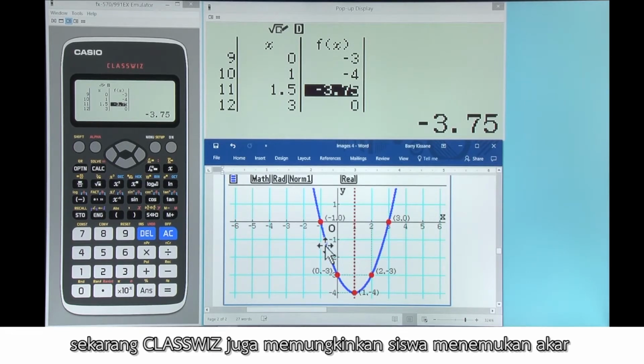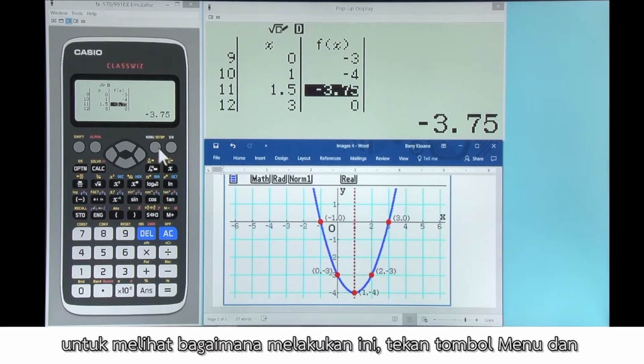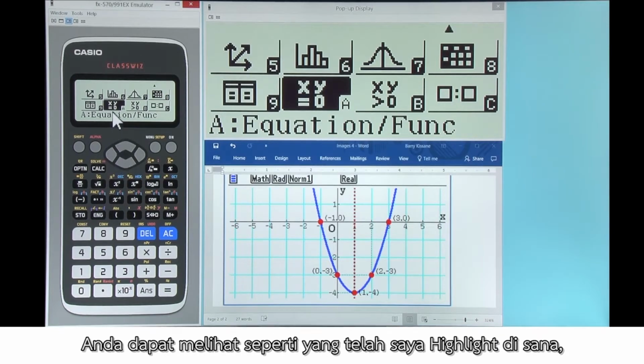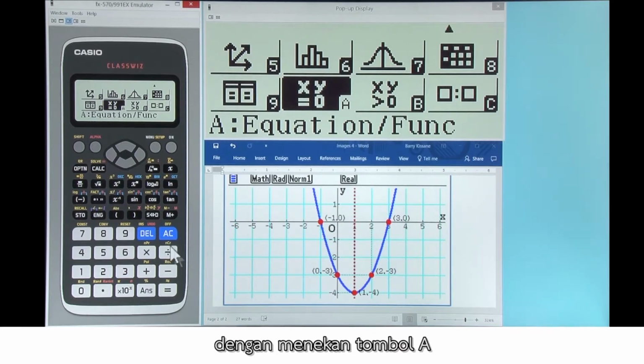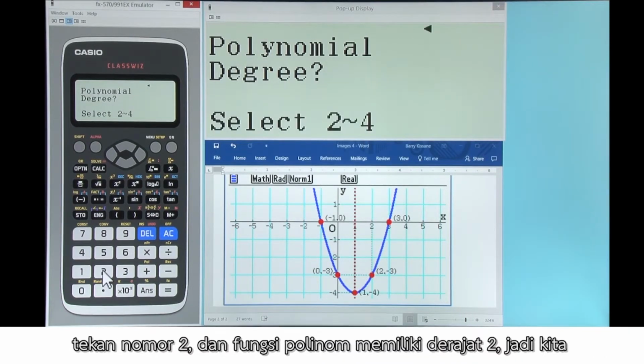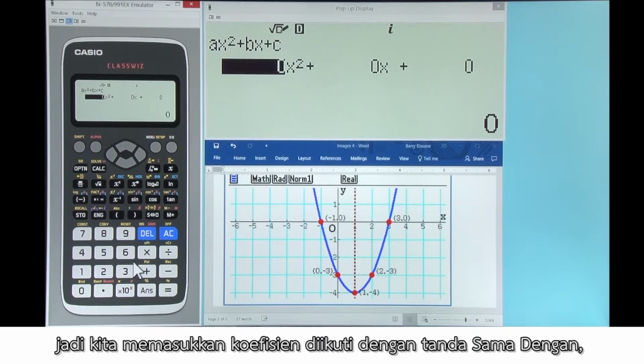Now ClassWiz also allows students to find roots and turning points for quadratic functions automatically. To see how to do this, tap the menu key, and we're going to choose the equation function part of the ClassWiz. You can see I've highlighted it there, or we could tap just number A, and we have in this case a quadratic function which is a polynomial function. So tap number 2, and the polynomial function has a degree of 2, so we tap 2 for it to be a quadratic function. So we enter the coefficients followed by the equal sign.